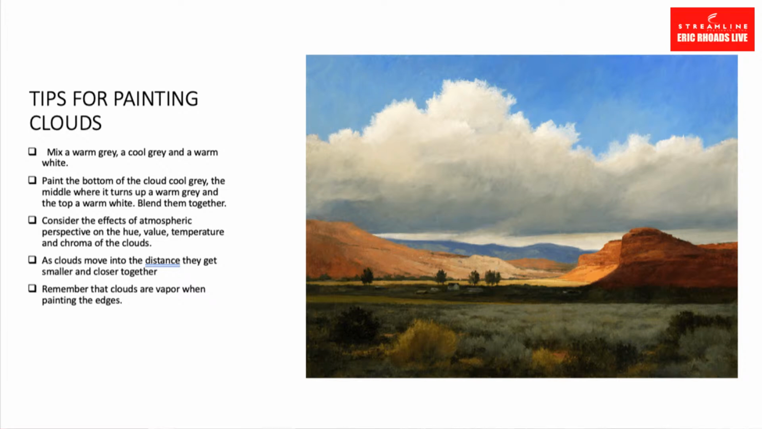The other thing about clouds is, as they move into the distance, they get closer together. Just like anything, like railroad ties or fence posts, they follow the rules of linear perspective. And the other thing I always have to tell myself is that clouds are actually vapor, so they're not solid objects. That's sometimes hard to capture when you're painting them.